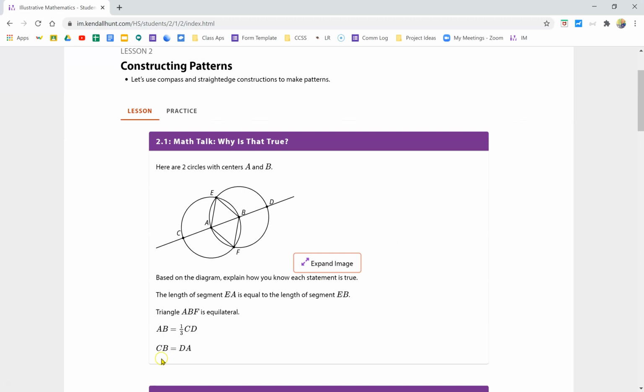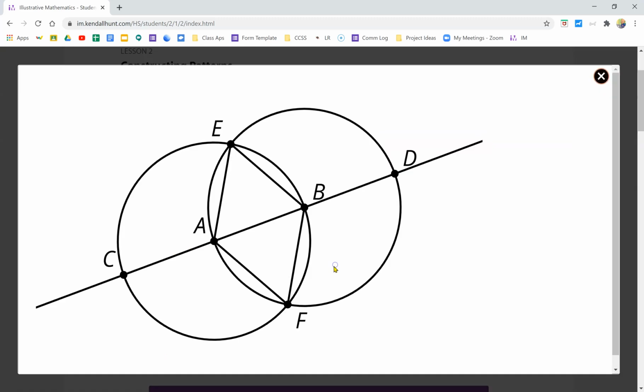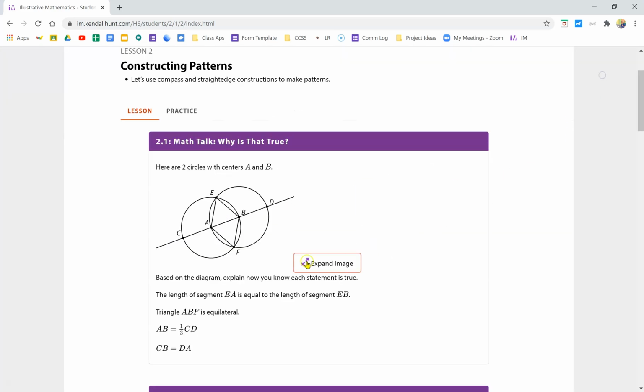And then the last statement says CB equals DA. Without me doing the whole thing for you, just notice that CB is 2 radii for that circle, or a diameter, and DA is the same 2 radii, or a diameter. So this first question really is just you explaining how you know those 4 statements are true just by looking at the picture and knowing what you know about circles and radius and segments.